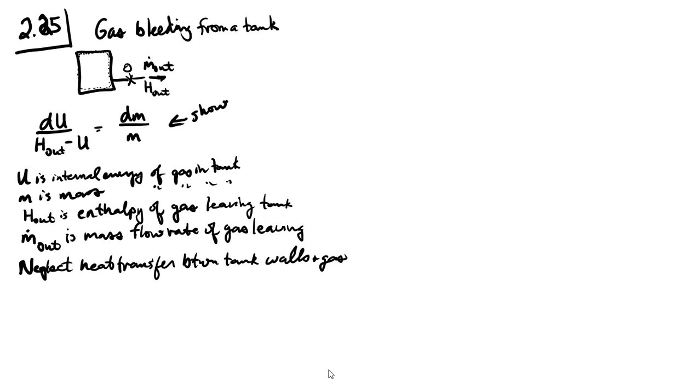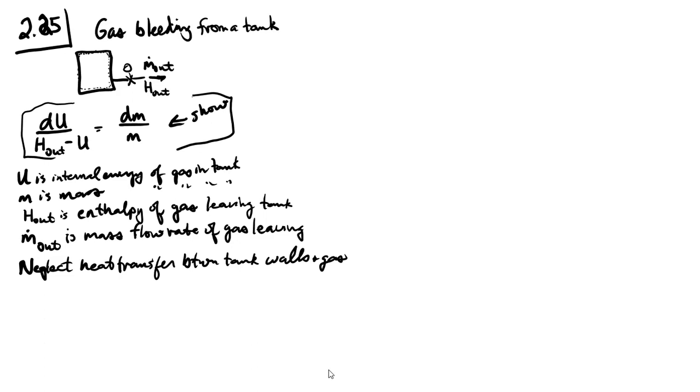All right, what else? Yeah, so somehow for this, they want us to come up with this equation for this system. So the change in internal energy of the gas in the tank, over the outlet enthalpy minus the internal energy, is equal to the change in mass of the tank divided by the mass at that time. So these are the internal energy at that time and the mass.